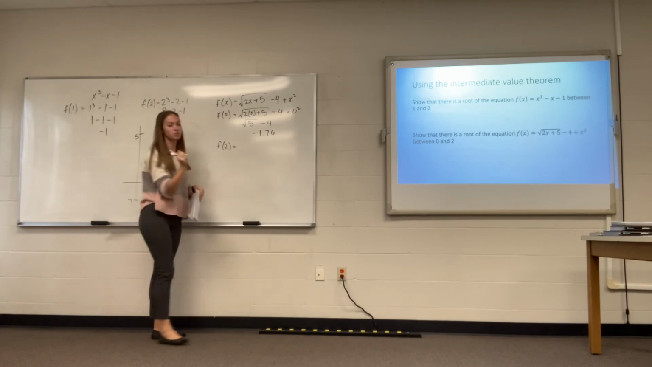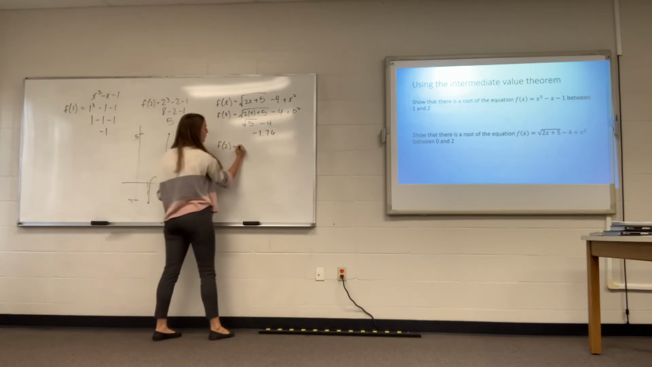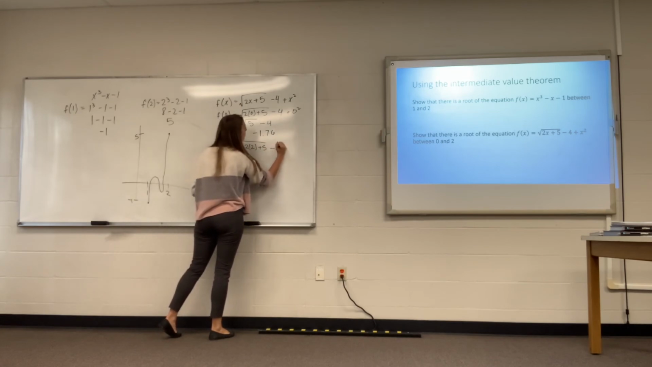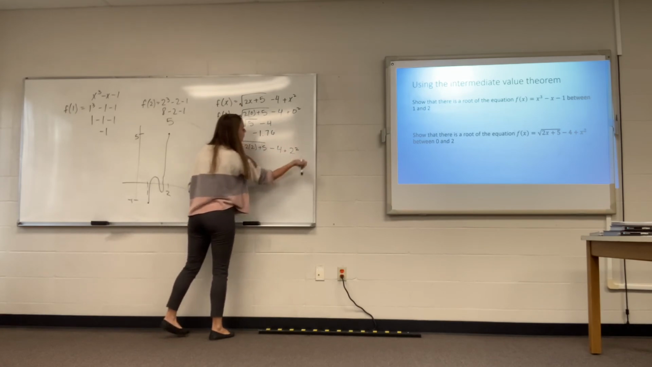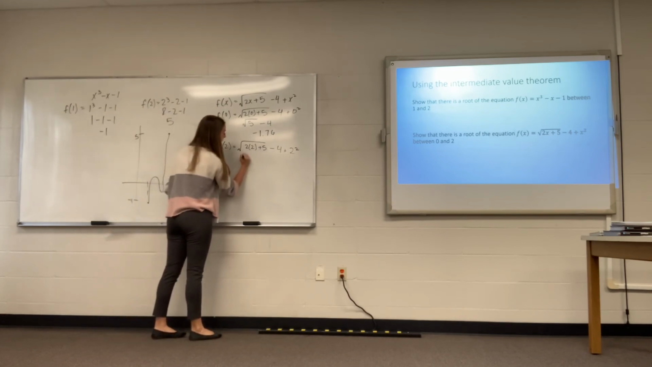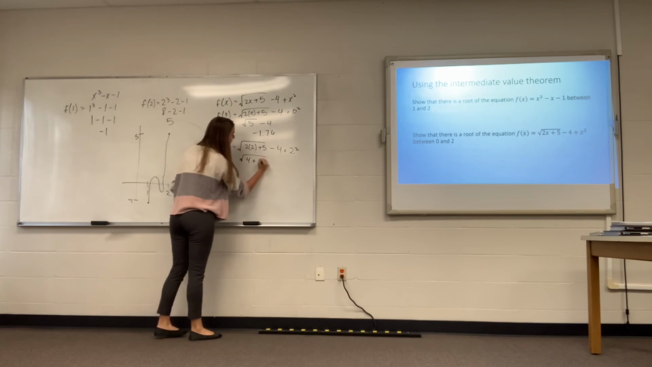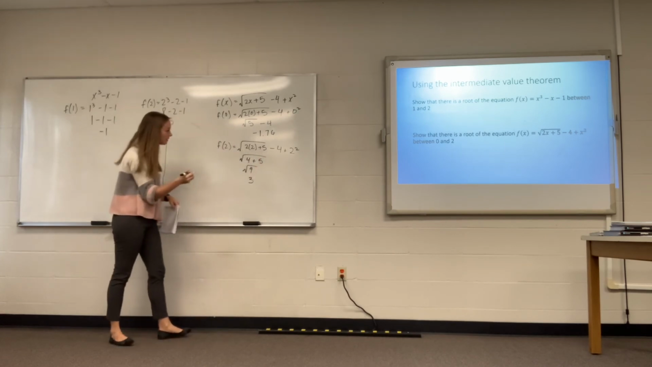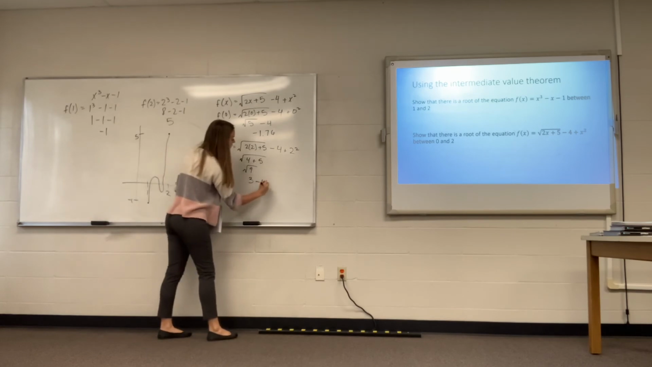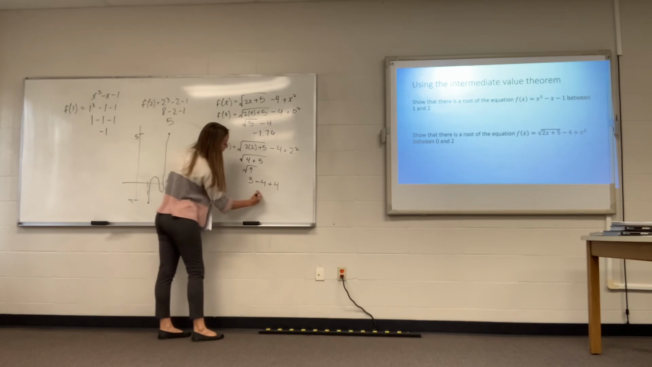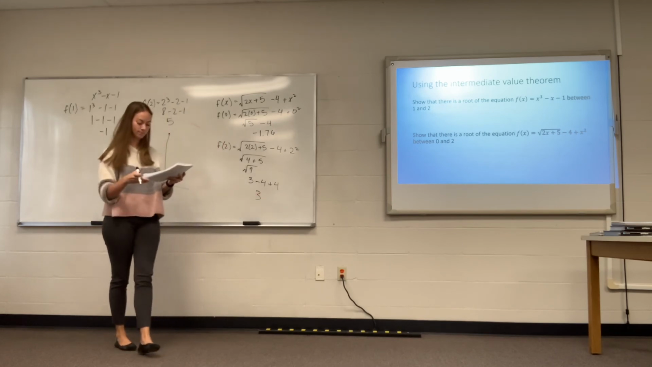And then if I plug 2 in, so my f of 2, I'd have the square root of 2 times 2 plus 5, minus 4 plus 2 squared. So 2 times 2 would be 4, plus 5 is going to give me 9. So the square root of 9 is going to be 3. And then I have minus 4, and 2 squared is going to be 4, so those will cancel, and I'm just going to be left with 3.